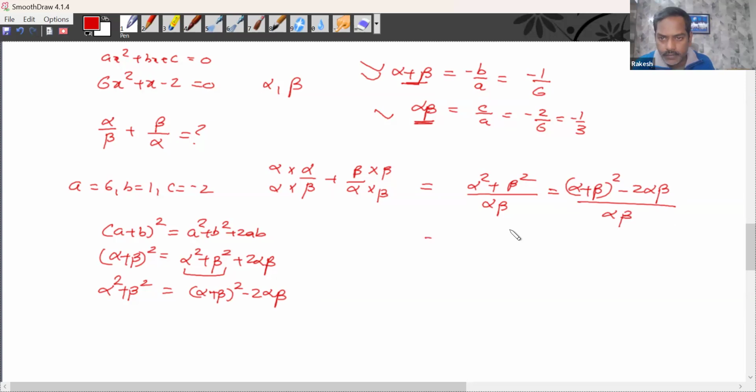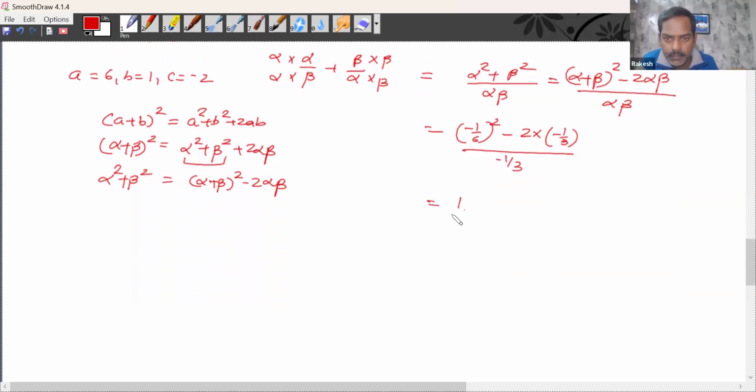Let's see. So if I substitute alpha plus beta, I am getting minus 1 by 6 whole square minus 2 times minus 1 by 3, whole divided by 1 by 3. Sorry, minus 1 by 3. Okay. So let us simplify it. Here it would be 1 by 36 minus into plus 2 by 3, whole divided by minus 1 by 3. Right? So what we can do is that we can make this as 36.